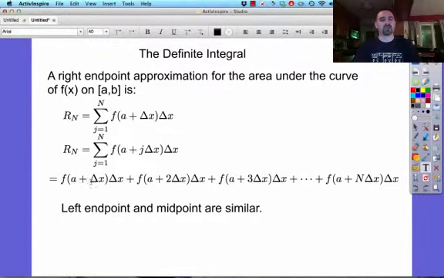f of a plus delta x times delta x, plus f of a plus 2 delta x times delta x, right? We're letting j be 1, j be 2, j be 3, all the way to j being n, and we add them up. So this is the first rectangle based on a right endpoint, second rectangle based on a right endpoint, third rectangle, all the way up to the end. And then the formulas for left endpoint and for midpoint are similar. It's the same basic concept. You have these delta x's everywhere. It's just that sometimes we plug in a right endpoint, sometimes a left endpoint, sometimes a midpoint.